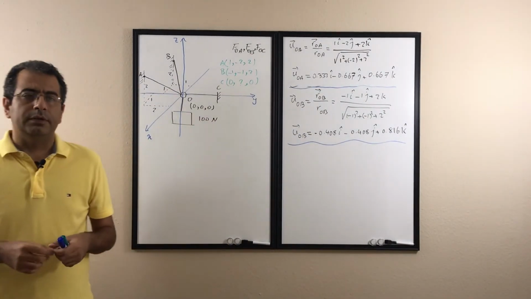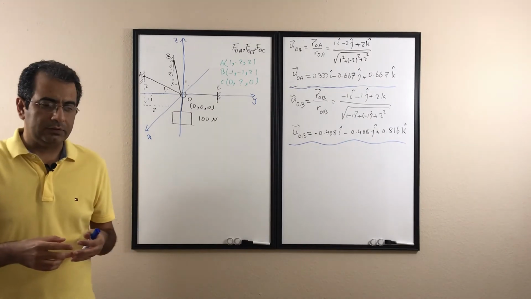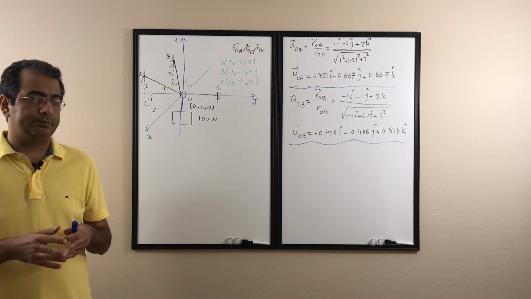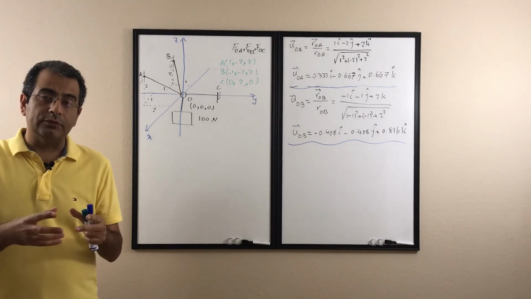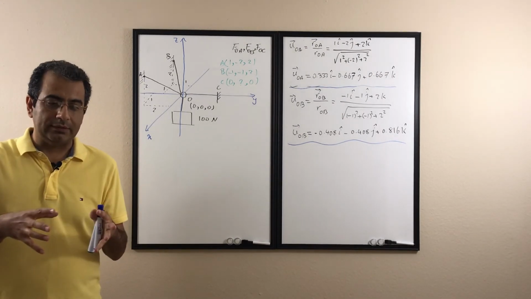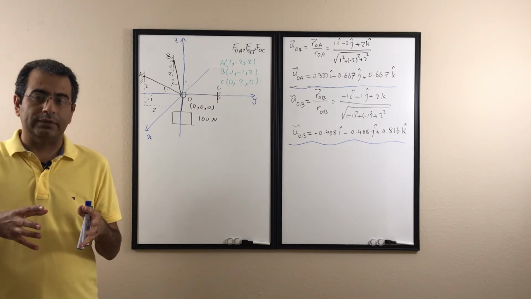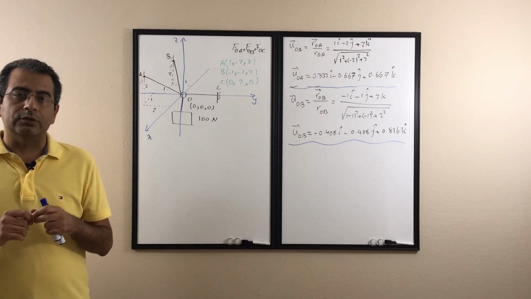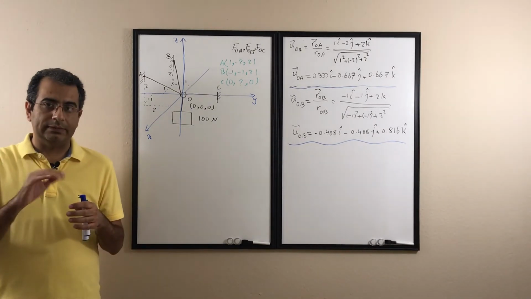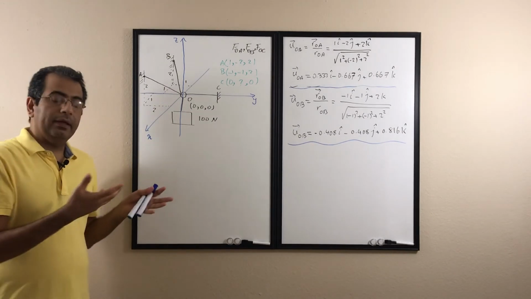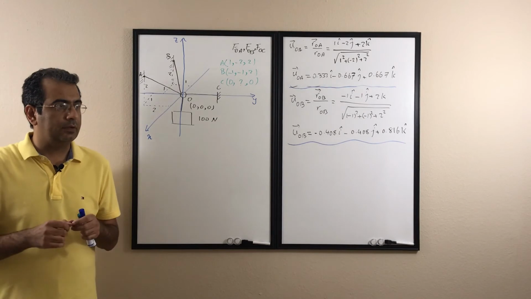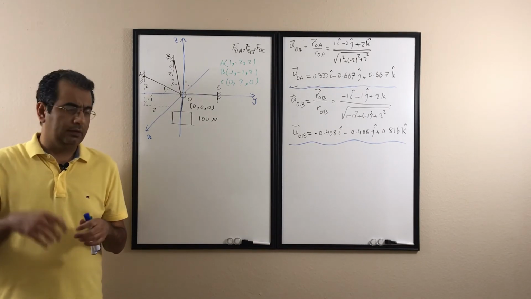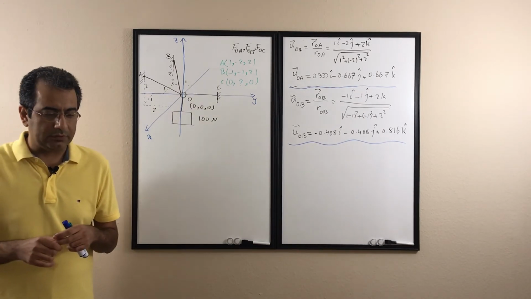Remember when we were talking about 2D equilibrium, the steps were like that. You draw the free body diagram, put all the external forces on it, find the components of forces in the x and y directions, and then write the sigma of x equal to 0 and the sigma of y equal to 0.